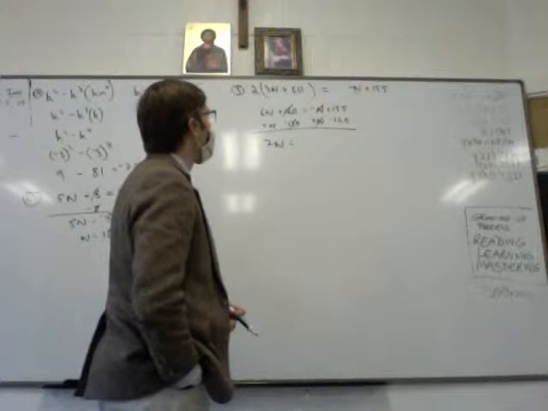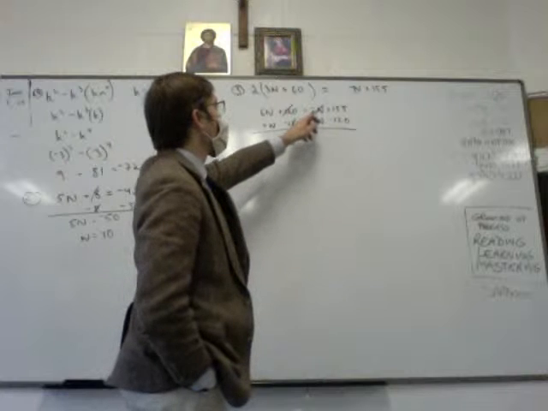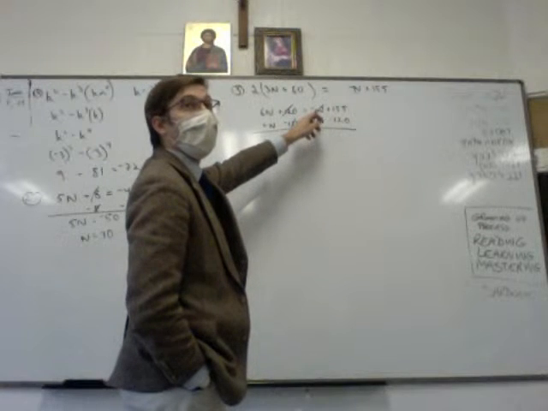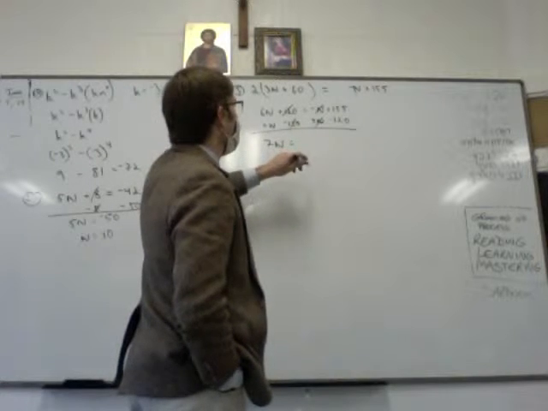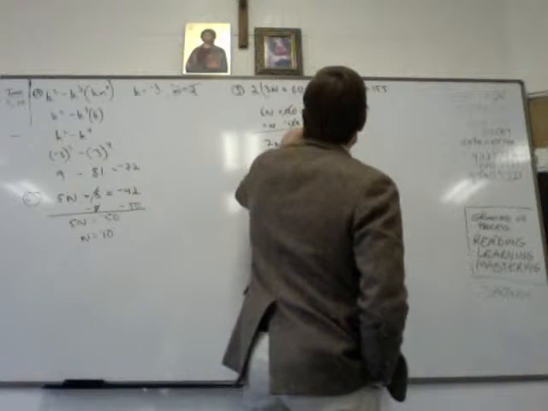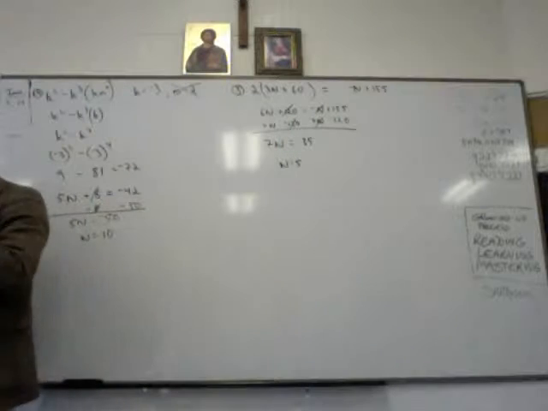Wait, isn't that n right there negative? And the 6n is positive. This was negative n. So how do we get rid of negative n? We add n. Right. 7n equals 35. 7n equals 35, so n equals 5. n is 5, yes. That's how we got there.